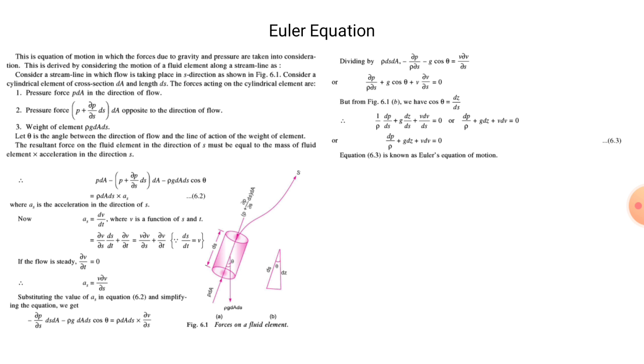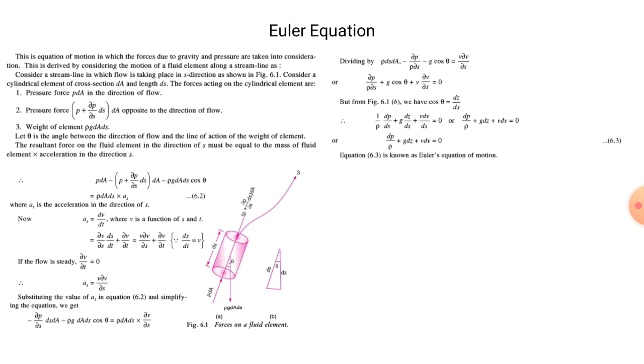So P dA minus bracket P plus dou P divided by dou S ds into dA, minus rho g dA into ds into cos theta, is equal to rho dA into ds into as. Here as is the acceleration in the direction of S.